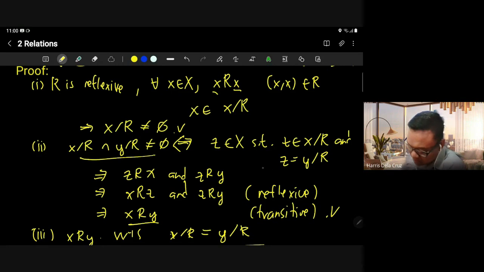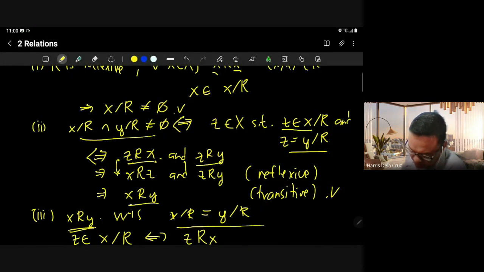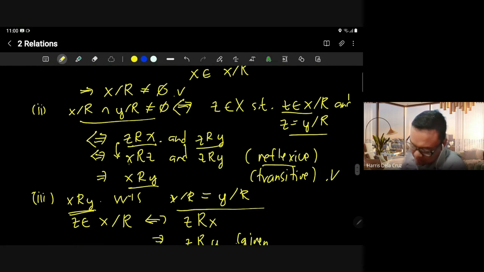Now, these two, ito, definition nito. Ito, definition nito. So, this is also an if and only if statement. Now, this and this are equivalent statements. Kasi, symmetric siya. So, that's the definition of the symmetric property. So, if and only if din yan. Pero pag merong dalawa na to, this is an if and only if because of the transitivity.